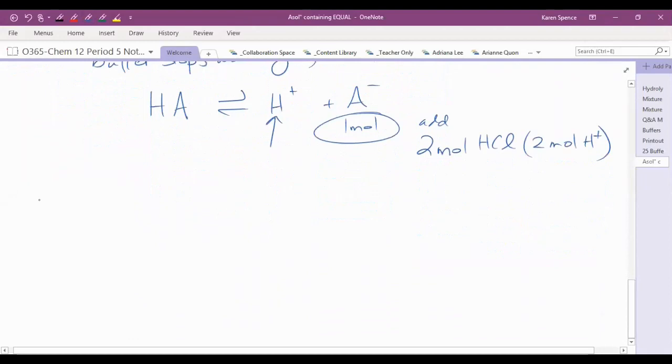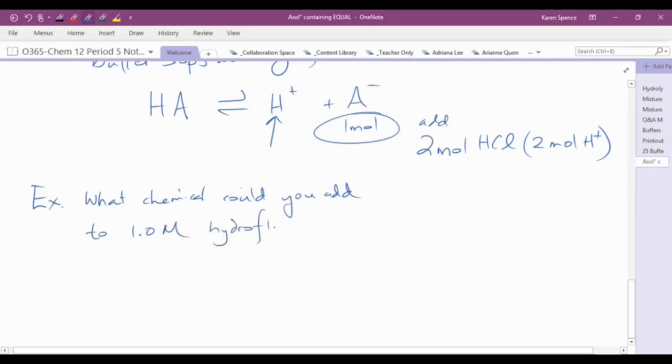Okay, let's try another one here. What chemical could you add to 1.0 molar hydrofluoric acid, HF, to prepare a buffer solution?